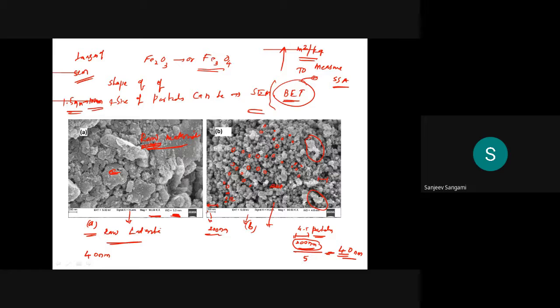Then we started with the chemical composition of the cement, and the main composition starts with SiO2, Al2O3, then Fe2O3.